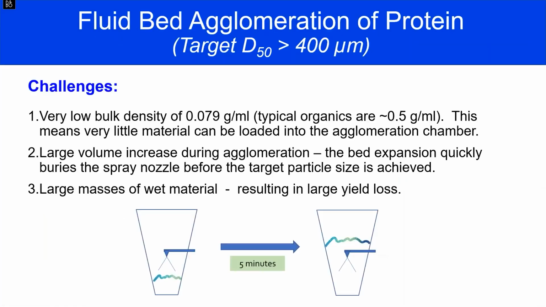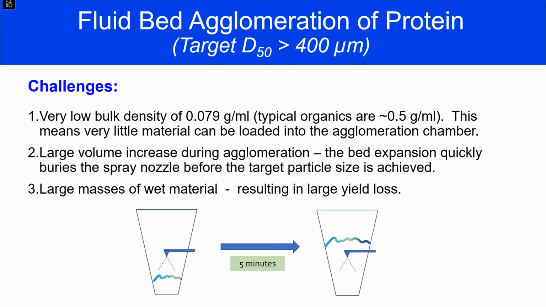I have one last example here. This is a fluid bed agglomeration of protein, and we've talked about a protein in the past, but this one had really a special starting material attribute. It had an incredibly low density. We just don't see this type of low density unless you're looking at glass bubbles.